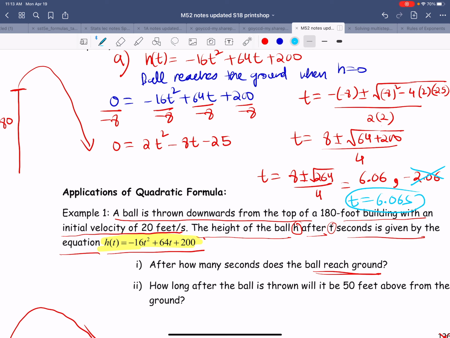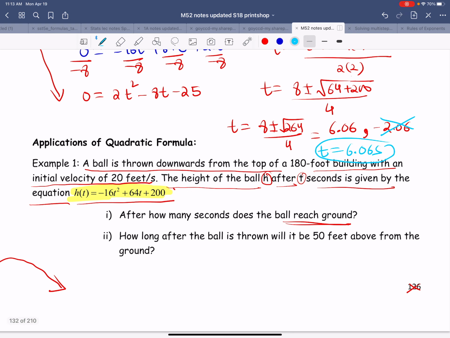And that's the end of this problem, part A. So after about 6.06 seconds, the ball will reach the ground. Okay, 6.06 is the answer to part A. Now we're going to look at part B of the problem. Part B, how long after the ball is thrown will it be 50 feet above the ground? Now we're trying to figure out when the height is 50 feet.